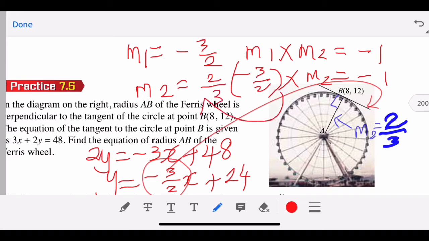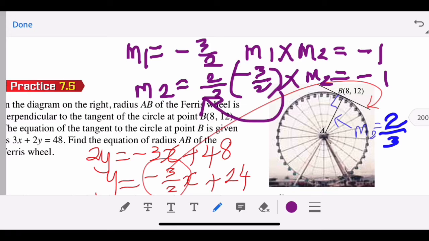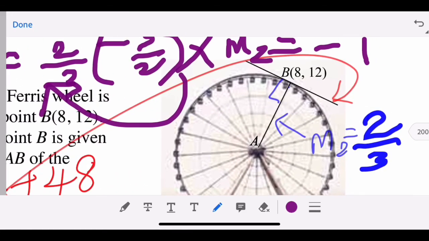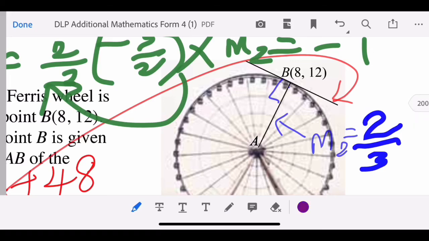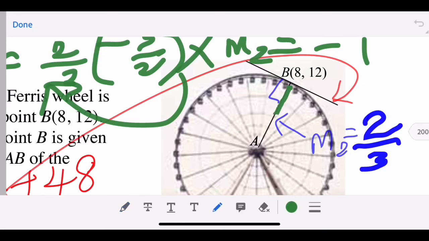So now we are going to find the m2. So if the gradient of the tangent is positive, then the gradient of the radius will be negative. If the gradient of the tangent is negative, then the gradient of the radius will be positive. So it's always the opposite sign. Okay, and then we want to find the gradient for the radius. As I said just now, we just substitute into the equation, or some of you can figure it out very fast, which is 2 over 3.